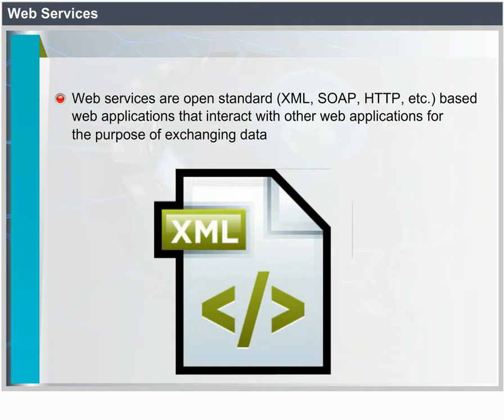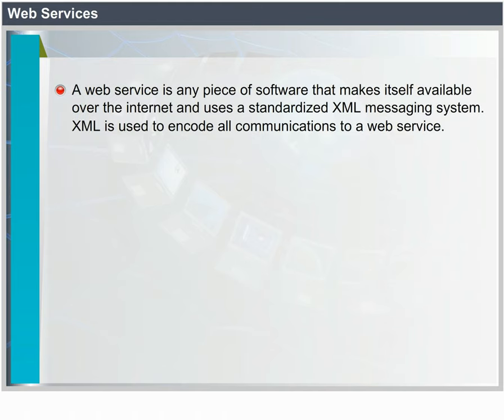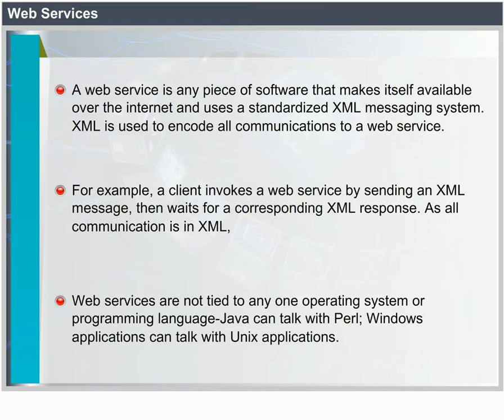A web service is any piece of software that makes itself available over the internet and uses a standardized XML messaging system. XML is used to encode all communications to a web service. For example, a client invokes a web service by sending an XML message, then waits for a corresponding XML response. As all communication is in XML, web services are not tied to any one operating system or programming language. Java can talk with Perl. Windows applications can talk with Unix applications.